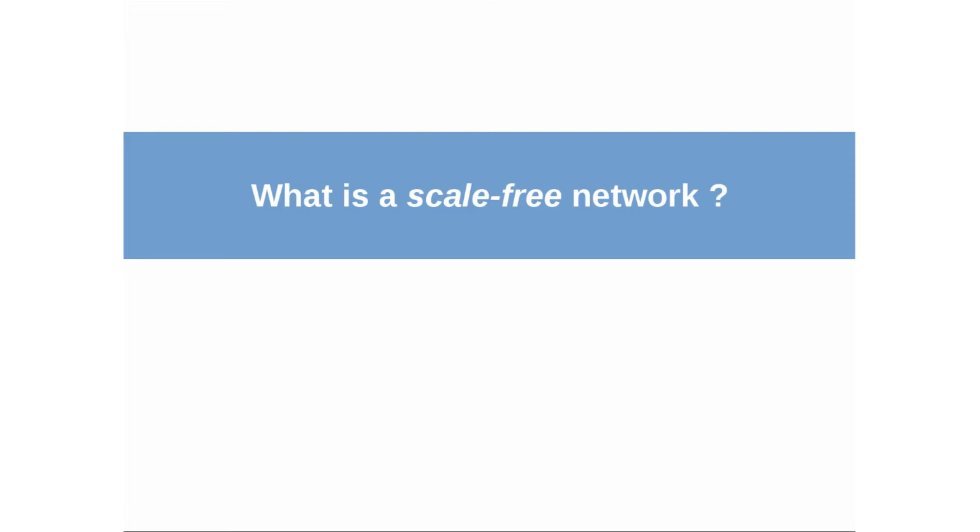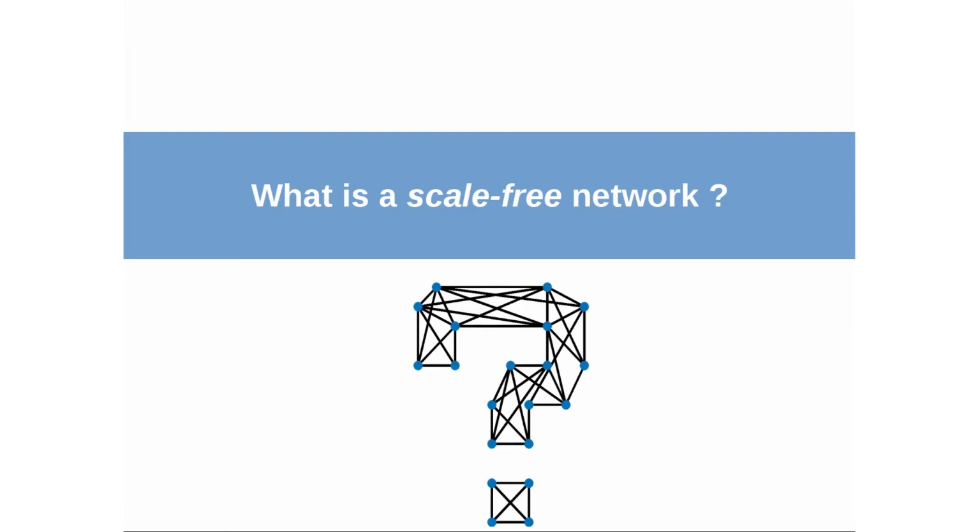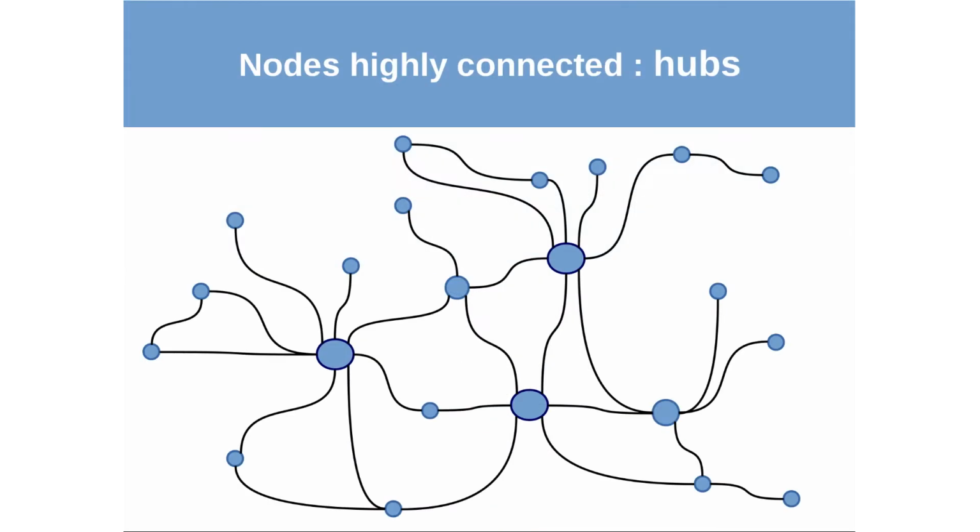Let's now introduce a particular type of network, the so-called scale-free network. This is an example of a scale-free network. It is a network in which most nodes have few connections, but some nodes have a large number of connections. We call these latter nodes the hubs.